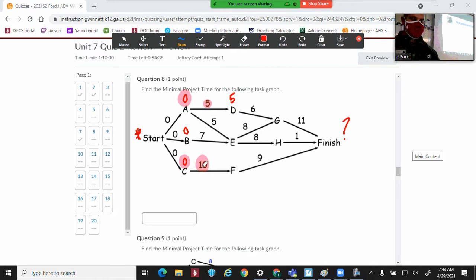It takes, let's just say, 10 days to do whatever task C is. So that means task F will start at day 10. Okay?